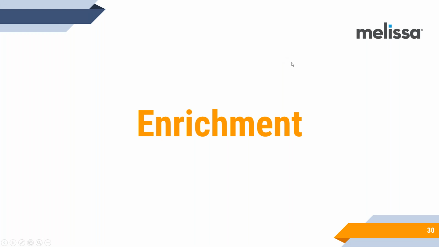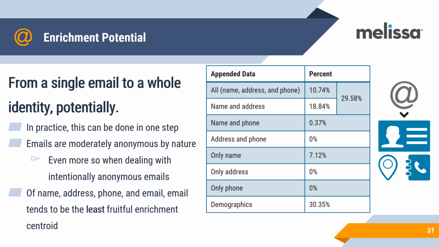Now, back to the PowerPoint. For enrichment, which is what we'll discuss now, here are some quick percentages on that same data set actually. Just under 30% went from a single email address to at least a real name and a physical address, and a small but significant minority even got a phone number.